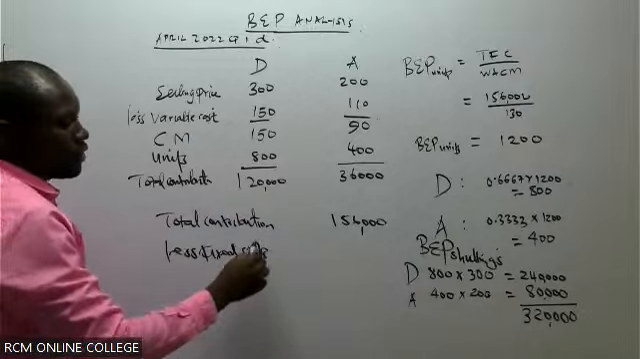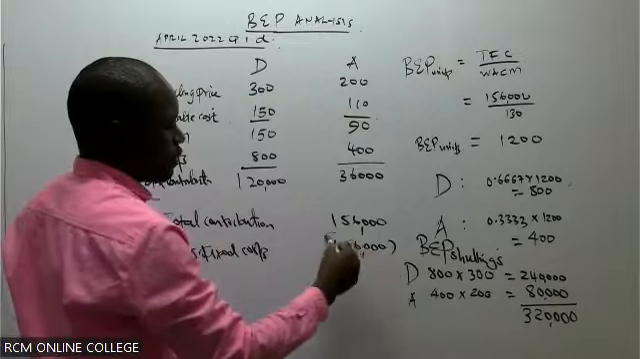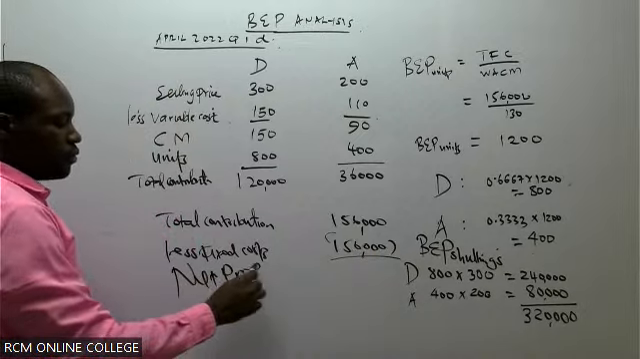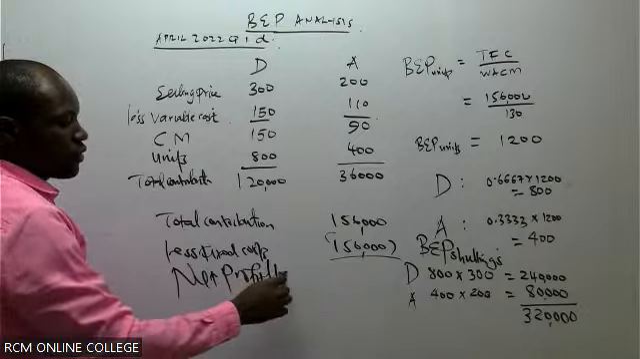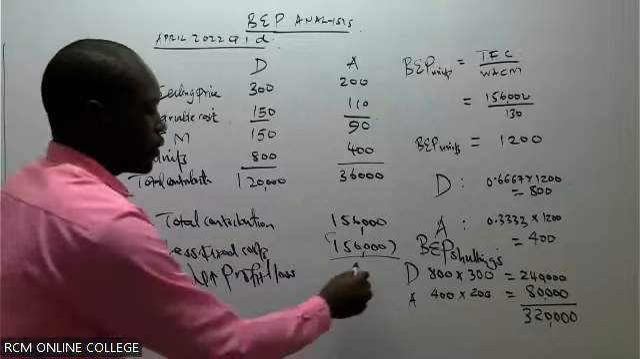So the fixed costs given here, we have 156,000. Go ahead and give us the difference. What is your net profit or loss? Net profit or loss. We're having a figure of 0.